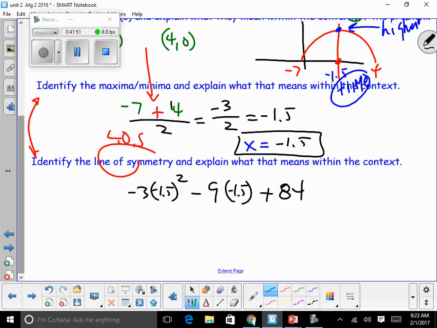All right, if you punch all this stuff in, it comes out to something. 90.75? How do you write the maxima? The maxima has to be written as an ordered pair with this x here, that 1.5 first, and whatever answer you got to this problem second. Fine, don't do that one, because you only need 3 out of these 4. And the 3 easies are factor, zeros, line of symmetry.